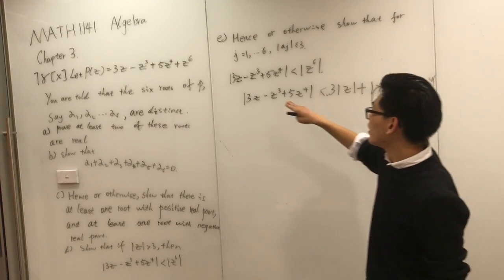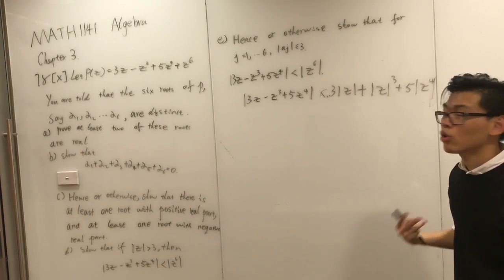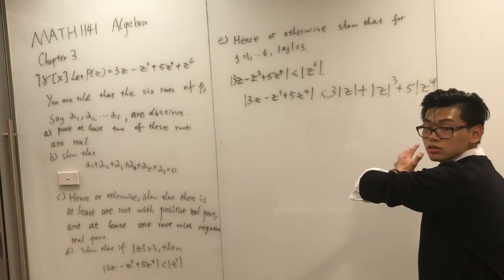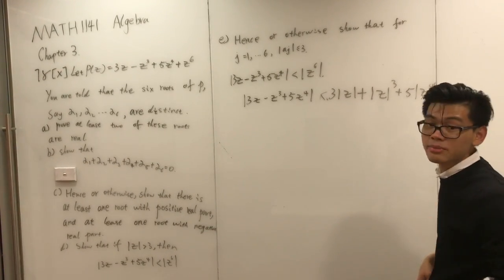Don't be confused about why here it is negative and I write positive here. Because by the triangle inequality, it has to be positive, so you can't have a minus here. If you do, it doesn't make sense, right?